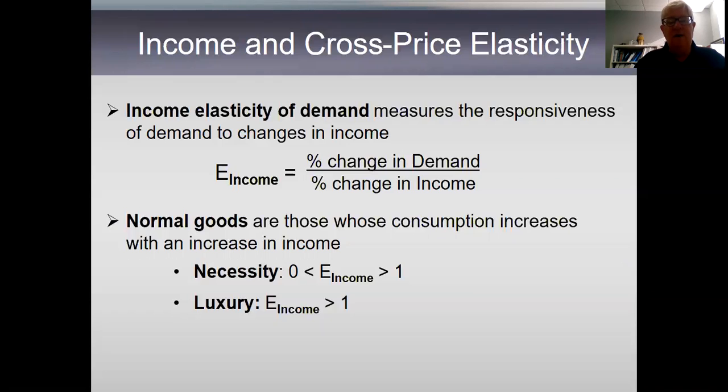Now, we think of this in terms of normal goods and another term you're going to see in just a minute, which is called inferior goods. But let's talk about normal goods first. Normal goods are those whose consumption goes up when your income goes up. So you get a raise at work and you buy more of this good.